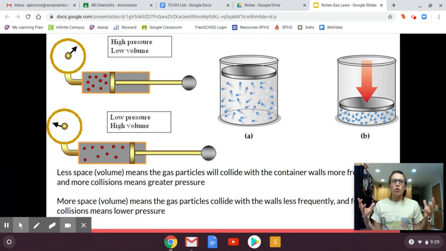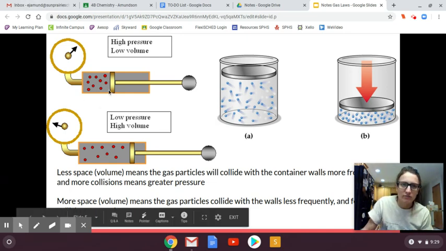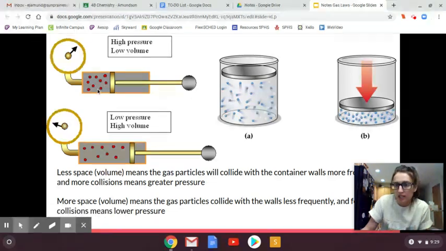All right. So if we have less volume, a smaller space for particles to be in, they're going to end up colliding and hitting against the walls of the container more often because they're in a smaller space, okay? So it's like showing this picture right here. We have a small space. Here are all the gas particles. They're going to collide just because they're in that area.